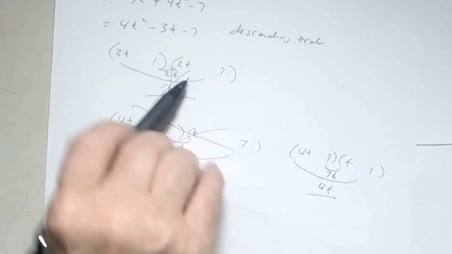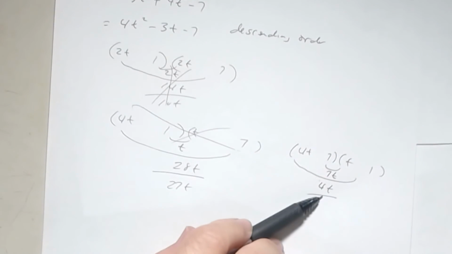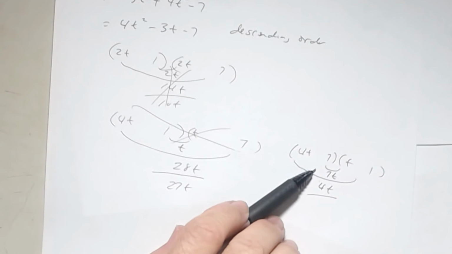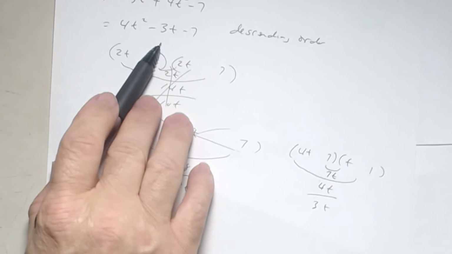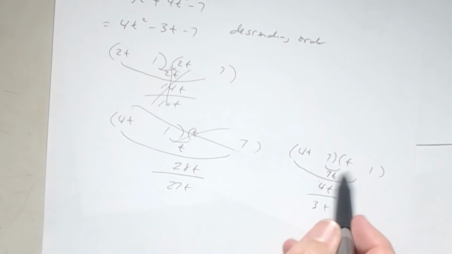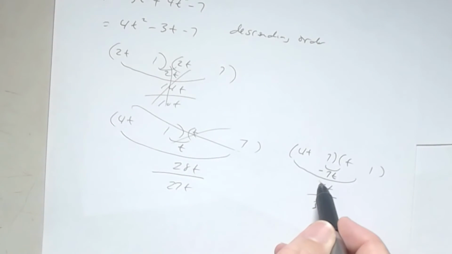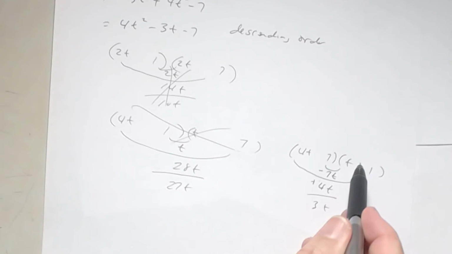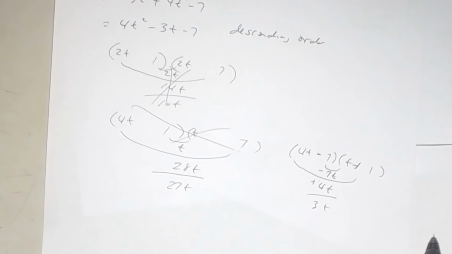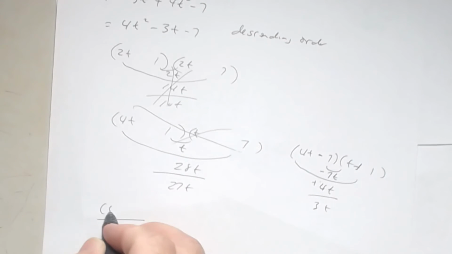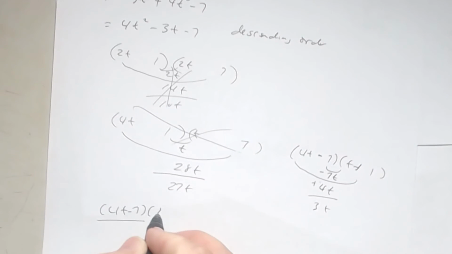So I know I'm going to subtract those because the last sign's negative. So one has to be positive, the other one has to be negative. But I know that when I subtract those, I am going to get the 3t, which is what I want, but what kind of 3t? Negative. So that means that the 7 has to be negative, and the 4 has to be positive. So that means the 1 has to be positive, and the 7 here has to be negative. And so that's your answer right here. So your answer would be 4t minus 7 times t plus 1.